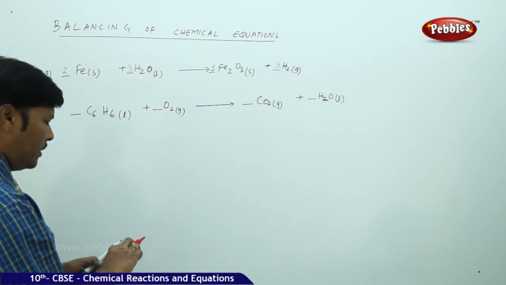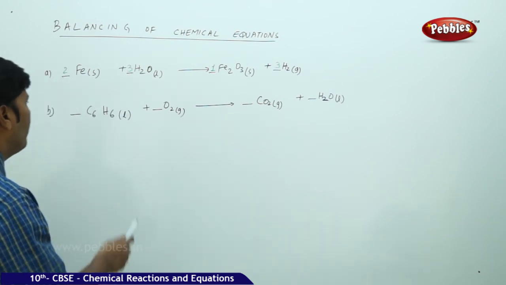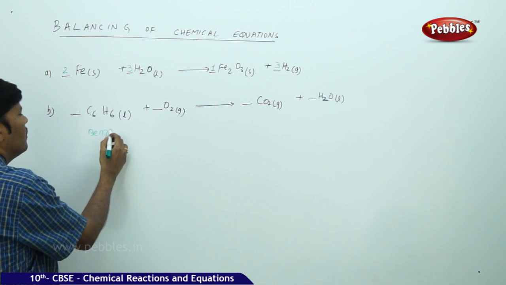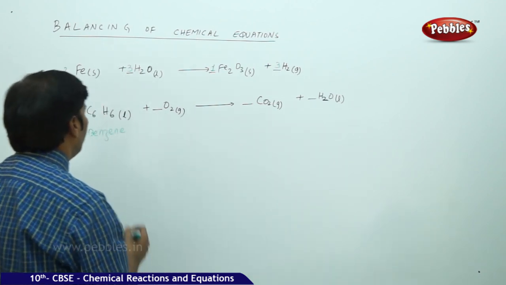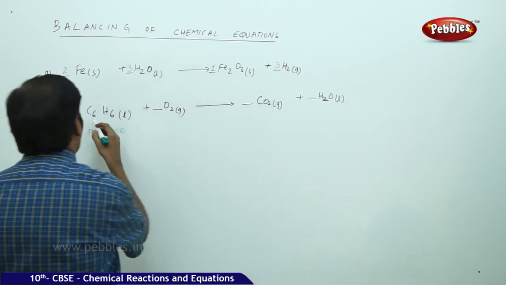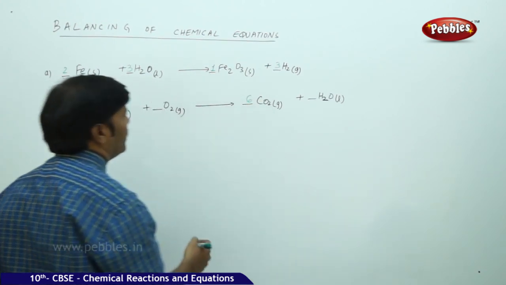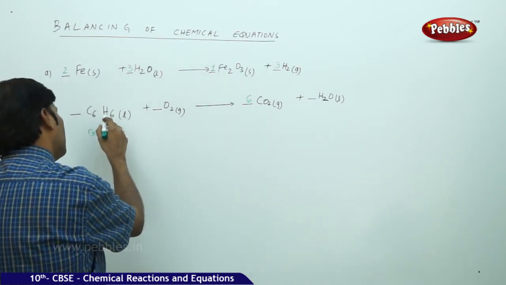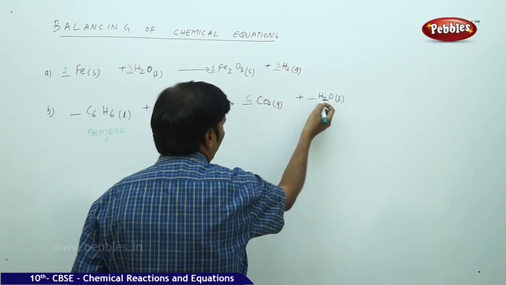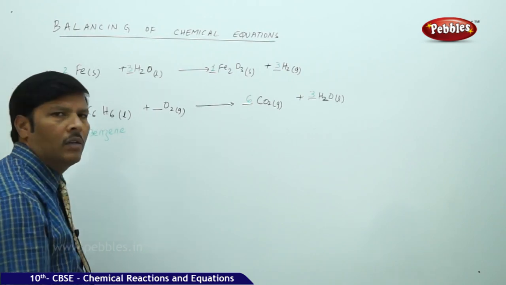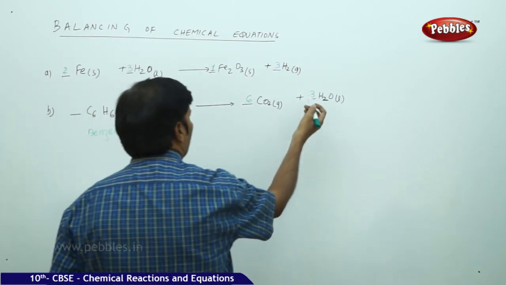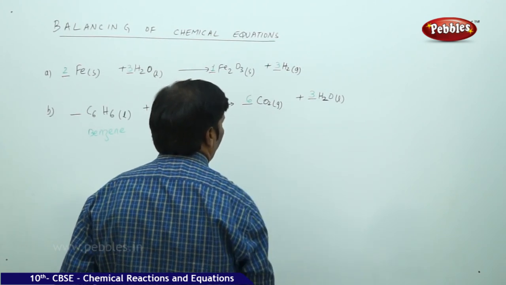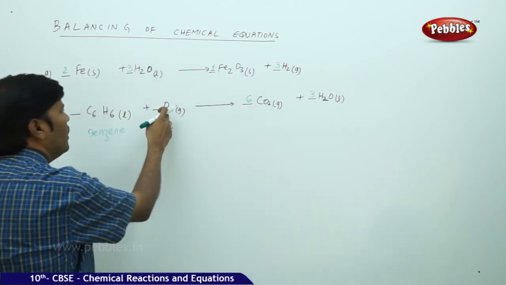Now if you go to the second part of the reaction, you're finding that in benzene we have 6 carbons, and here we have only 1 carbon. Because there are 6 carbons, I am going to place the molar coefficient 6 beside carbon dioxide. The number of hydrogens is 6, but here we have only two hydrogens, so mark 3 here, and the hydrogens are balanced. Here you have 3 oxygens, and 6 times 2 is 12 oxygens, so a total of 15 oxygens, and here we have 2 oxygens.